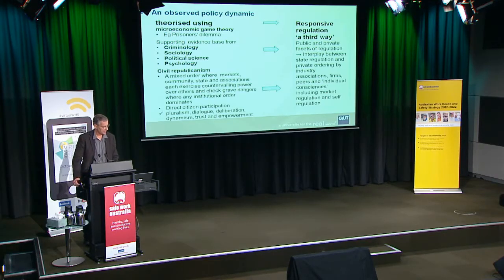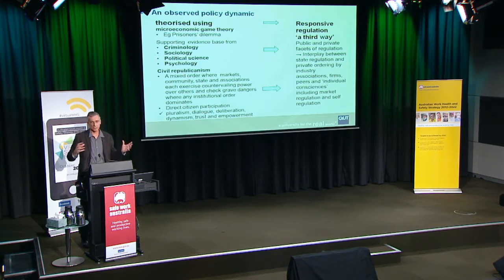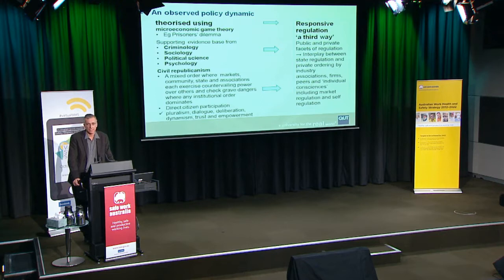Another crucial aspect is direct citizen participation, where citizens involve themselves in various forms. It can be politically, it can be as a player in the market, it can be as a member of a public interest group, or in any other sense. And the whole idea of responsive regulation is to merge two ideas. The first is state regulation, and the second is private facets of regulation, where individuals and groups privately regulate particular orders. And the great strength and the great insight from responsive regulation is the way that the public and the private interface and the way that the state steers private regulation.